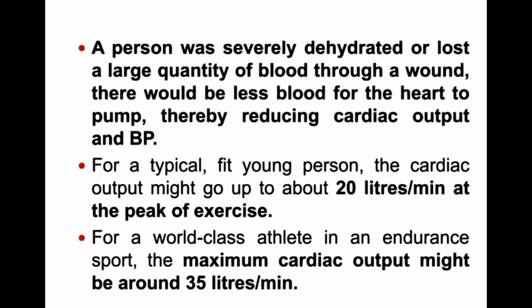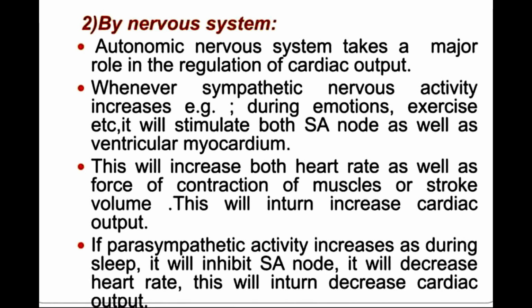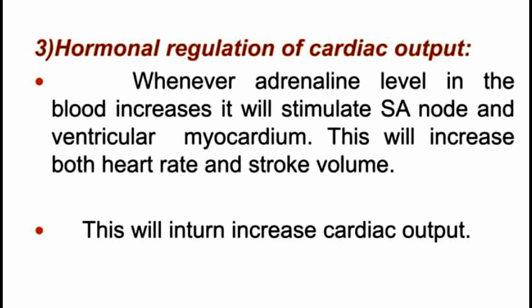The autonomic nervous system plays a major role in regulating cardiac output. When sympathetic nervous activity increases, during emotion or exercise, it will stimulate the SA node as well as the ventricular myocardium, which would increase the heart rate and therefore increase the cardiac output. Whereas parasympathetic activity, like during sleep, will inhibit the SA node, which would decrease the cardiac output. When the adrenaline level in the blood increases, it stimulates the SA node, which will increase both the heart rate and the stroke volume, and that would increase the cardiac output.